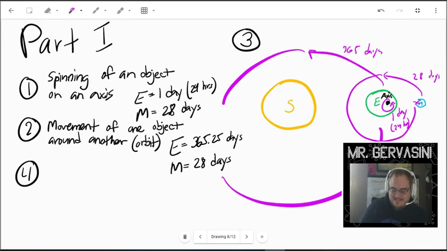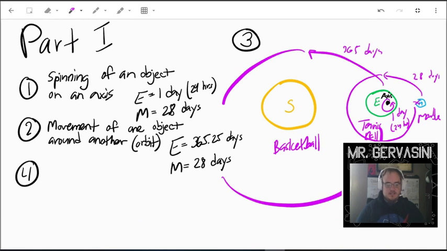So the Sun should be the largest. I don't know, make it a basketball. You could make the Earth a tennis ball. And you can make the Moon a marble. And that would kind of be like your real life size differential.